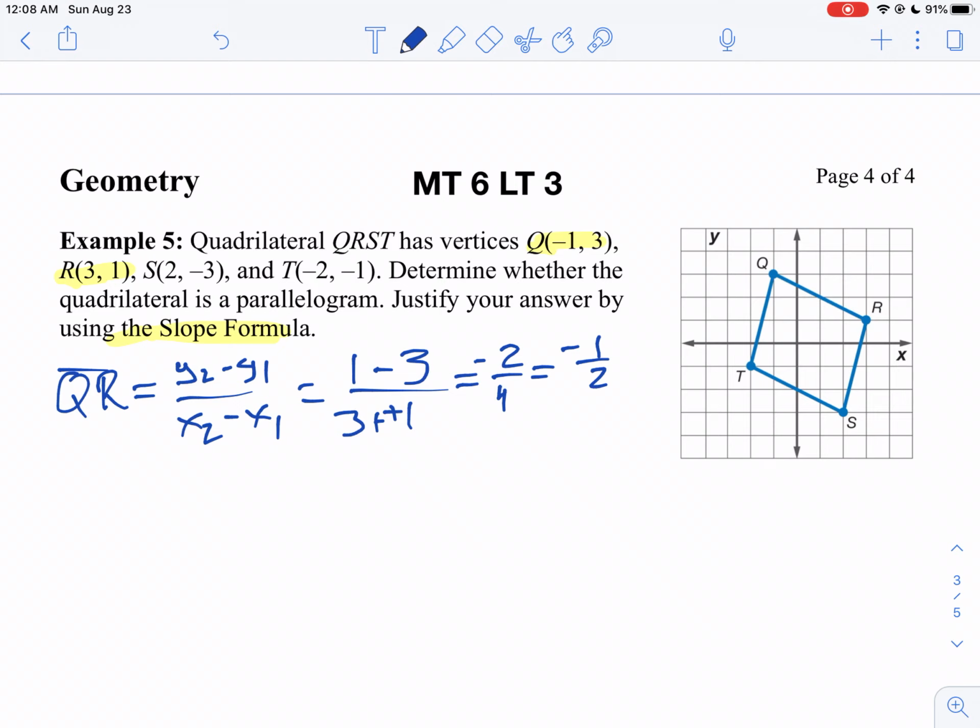Now let's turn around and do the slope of RS. So y2 minus y1, I'm not going to write it down for this one. It's written right there. I'm going to erase Q, and I'm going to look at R and S. So now subtract our y's. Negative 3 minus 1 over 2 minus 3. Negative 3 minus 1 is negative 4. 2 minus 3 is negative 1. And negative divided by negative is a positive, so we get 4.